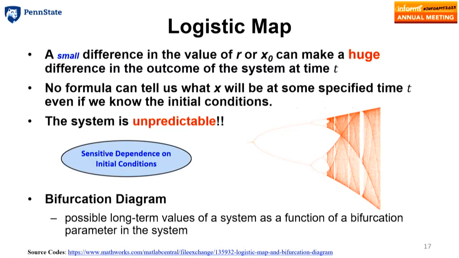So let's summarize. In the logistic map, a small difference in the value of r, or the initial value x0, can make a huge difference in the outcome of the system at time t. No formula can tell us what x will be at some specified time t, even if we know the initial condition, especially in the chaotic region. So the system is unpredictable. There is sensitive dependence on initial conditions. What we have seen here, the red one, is a bifurcation diagram, which gives us the possible long-term values of a system as a function of the bifurcation parameters in the system.